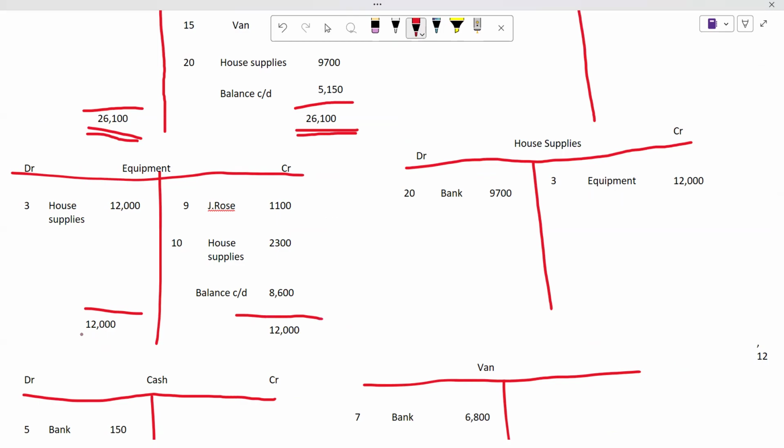This is what balancing of accounts means, right? We have to balance the T accounts and put any difference that we have between the two sides on one side as a balance carry down, right? So that the T account balances. So this is how 12,000 equals 12,000, but we have a carry down balance of 8,600 on the credit side of the equipment account. And this will be a part of the trial balance, which we will cover in the next video. So let's just keep on doing it.